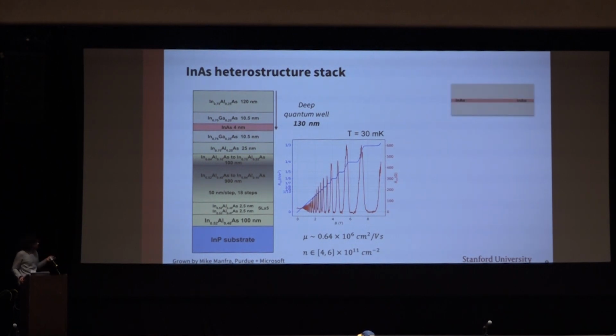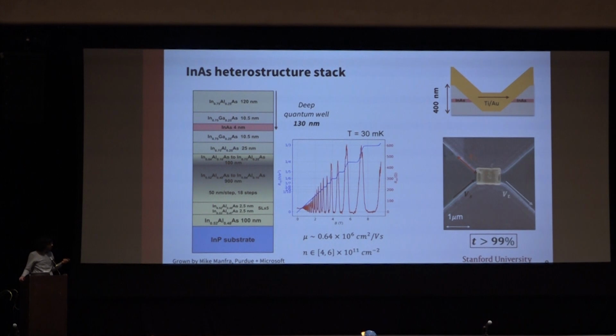The way we make these islands is by first etching a trench in the heterostructure and then depositing titanium gold, where we essentially rely on the side wall contact to the 2DEG. And we can characterize the quality of this contact by measuring the reflected and transmitted edge state voltages and fitting it to a Landauer-Büttiker model to extract a transparency of more than 99%.